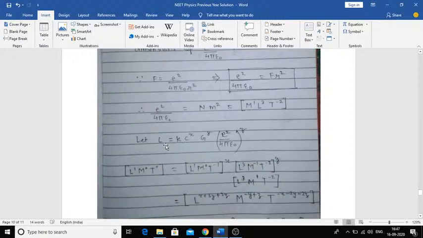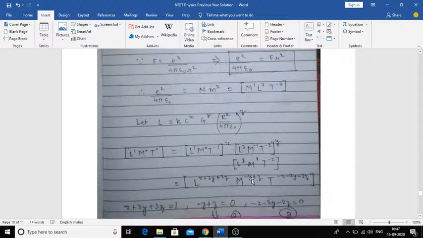Now suppose that, because LHS and RHS should be same, right? So L is equal to some constant, which is a dimensionless quantity, and this c raised to x, G raised to y and e square upon 4 pi epsilon raised to z. Now you can substitute the dimensions of each of c, G and e square upon 4 pi epsilon naught. And now as we are multiplying, the powers will be added. So this is 1x, that is x, this is 3y and this is 3z. I forgot to write z over here. So here will come z and then 3z.